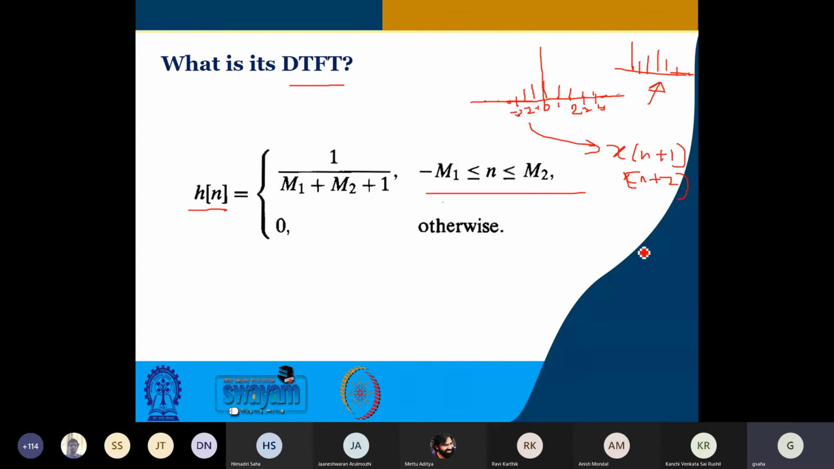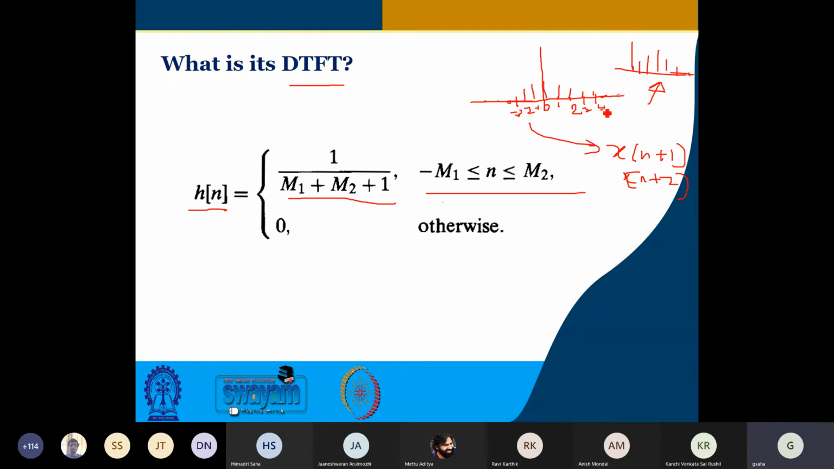And here, if you look at this graphical illustration, you have this side M1, this side M2, starting from 1 to capital M2, this side -1, -2, up to minus M1, and 0 is included. So that's why the number of samples is M1 plus M2 plus 1. So you can understand that this is also a kind of moving average system.